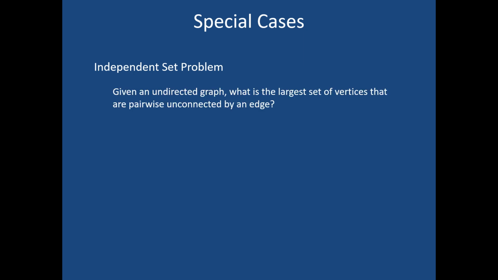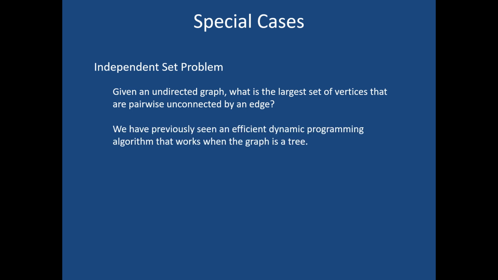So I mentioned sometimes there are special cases that you can solve efficiently, even though the problem is NP complete. Take the independent set problem, remember that's the problem of finding the largest set of vertices that are pairwise unconnected by an edge. We previously saw an efficient dynamic programming algorithm that works if the graph is a tree. I didn't actually show you that, so you just have to take my word for it. That's just an example of a special case. You can solve this problem efficiently if the graph is actually a tree, but there is no known efficient solution if it's not a tree in general.